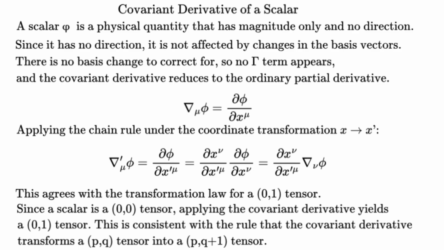Applying the chain rule under the coordinate transformation x to x prime. This agrees with the transformation law for a 0-1 tensor. Since a scalar is a 0-0 tensor, applying the covariant derivative yields a 0-1 tensor. This is consistent with the rule that the covariant derivative transforms a p, q tensor into a p, q plus 1 tensor.